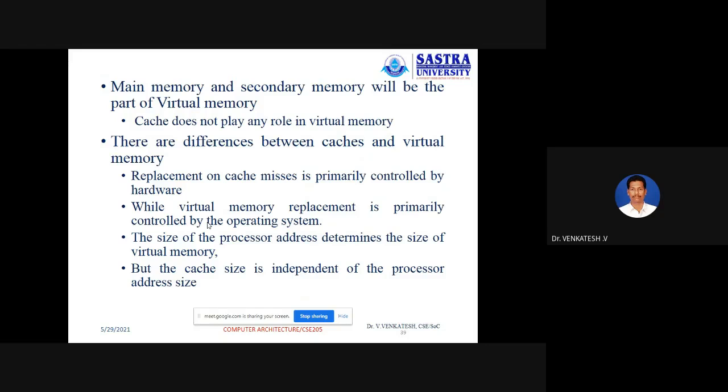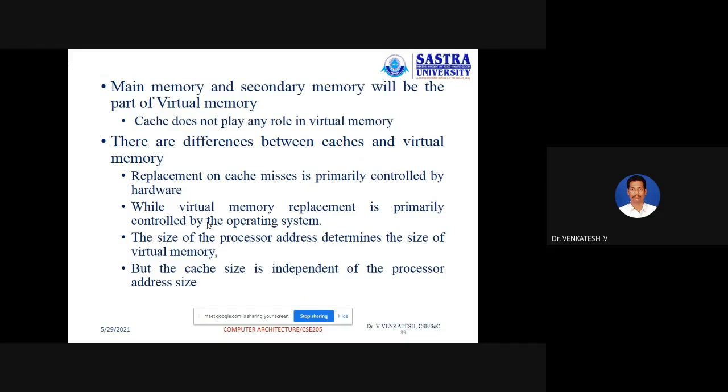Whenever we are talking about main memory and secondary memory, it is part of virtual memory. The secondary memory will be a part of virtual memory. Whenever we talk about secondary memory, that hard disk is going to be called virtual memory. But the cache does not play any role in virtual memory. The cache is separate, secondary storage is separate, and main memory is separate.